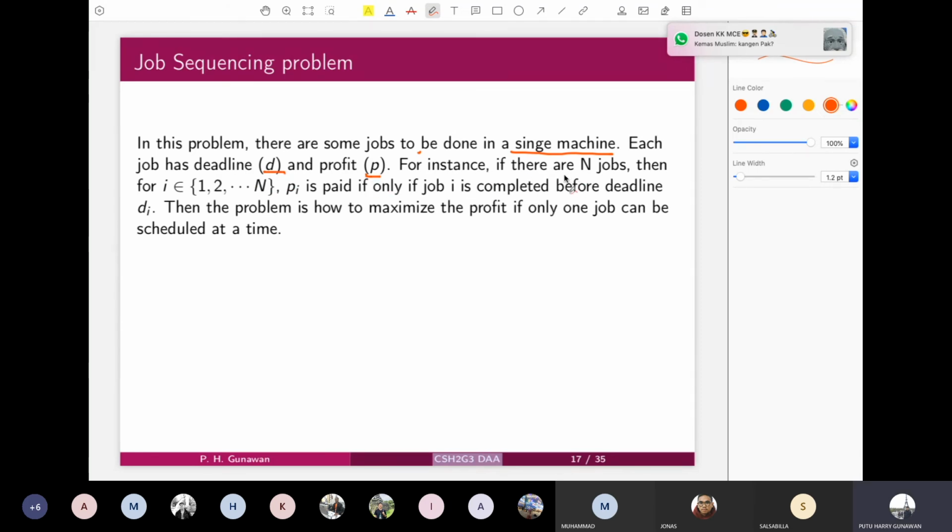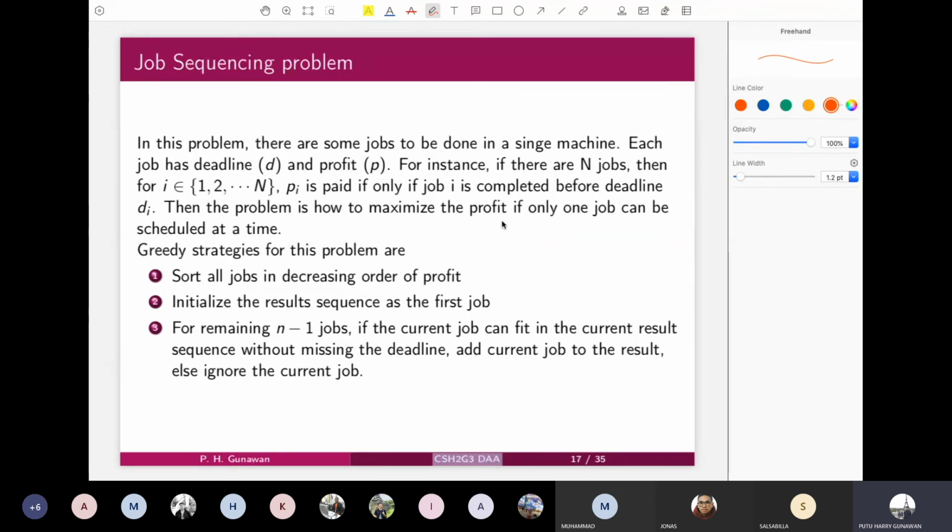For instance, there are n jobs. The profit p_i is paid if and only if job i is completed before its deadline. Then the problem is now not to minimize, but how to maximize the profit. So that's the problem right now.